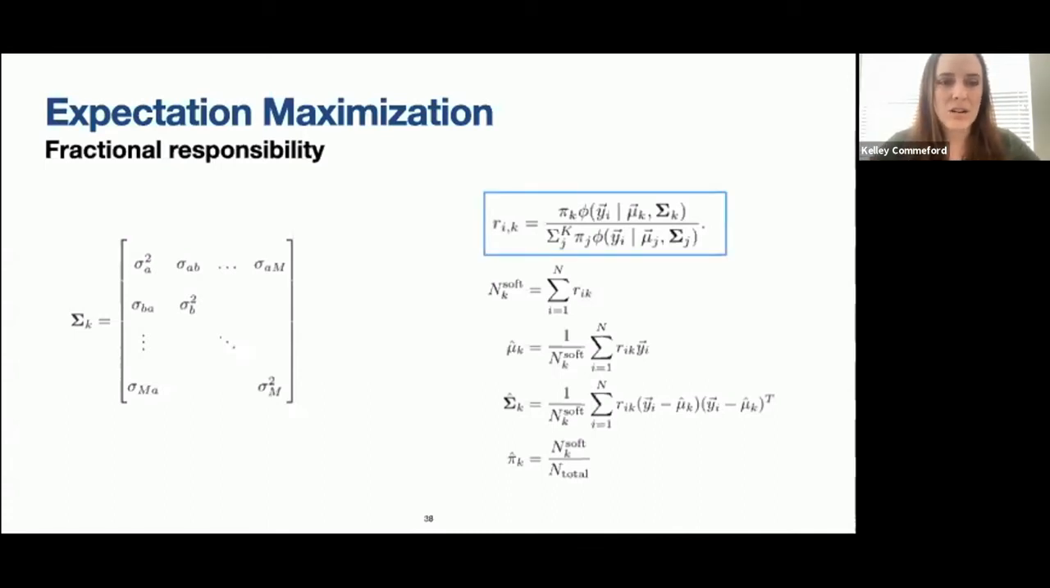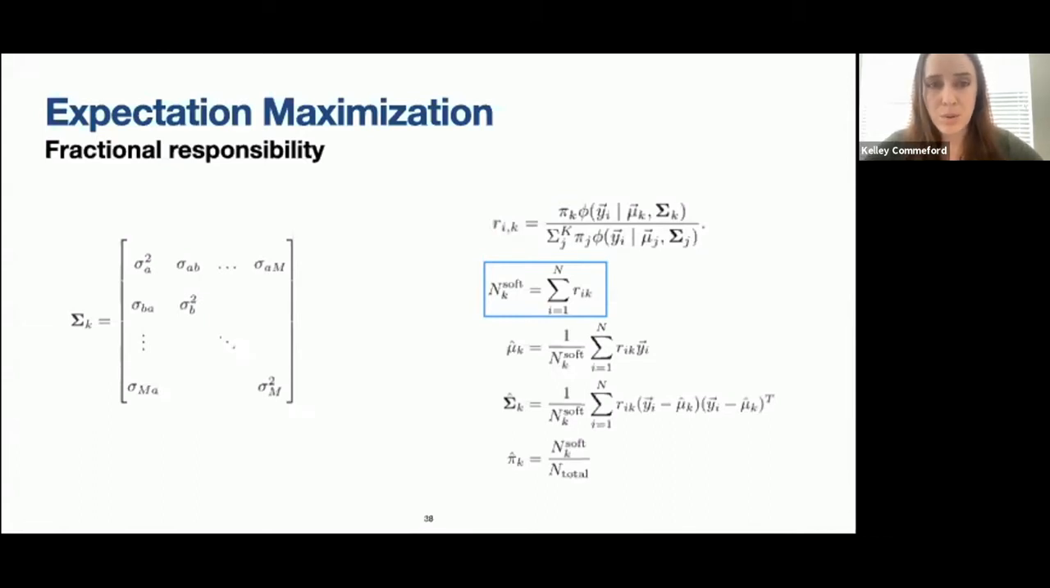So these R's are fractional responsibility. So this pi value here is just the proportion of the data that belongs to that group. This is the Gaussian that fits that with the mean and variances, and this is the same numerator but summed up over every possible group. N is our number of members in that group. So we sum up all of the responsibilities for each point for that specific group. So it's kind of like a soft average, if you will.